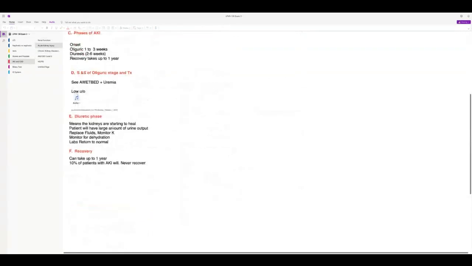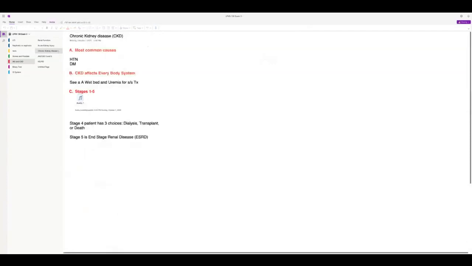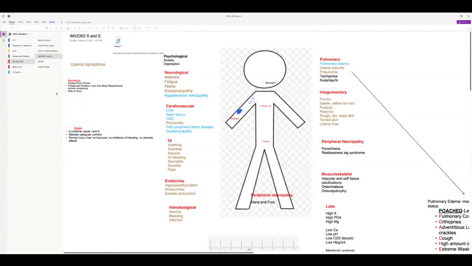So, and then when they diurese, it means the kidneys are starting to heal. So you need to monitor the potassium, because when anybody diureses, they're losing potassium. Chronic kidney disease has all those signs and symptoms I just talked about. Okay, so here are the signs and symptoms of the oliguric phase, but also chronic kidney disease, okay?